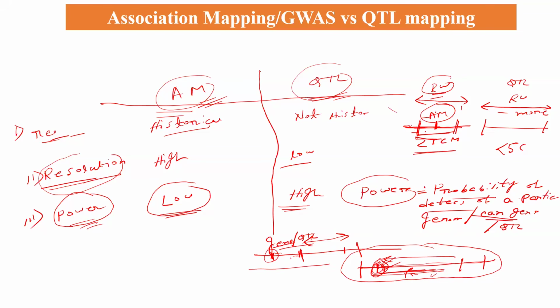So in association mapping the marker density should be high as compared to QTL mapping for increasing the power. Okay, what is the most important difference? Here diverse lines are used, and here generally a biparental population is used. Okay, biparental population.